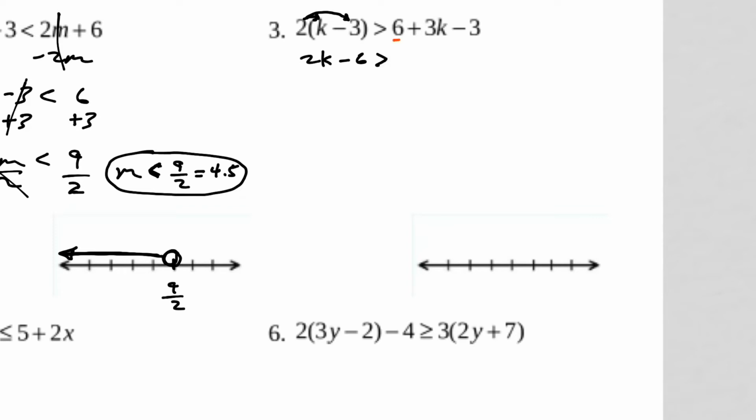I can combine these two like terms, the 6 and the minus 3. So I'm going to bring down the positive 3k. Again, that 3k is positive because of that addition symbol out in front of it. Then I'm going to combine the positive 6 minus 3. Well, that's going to give me a positive 3.